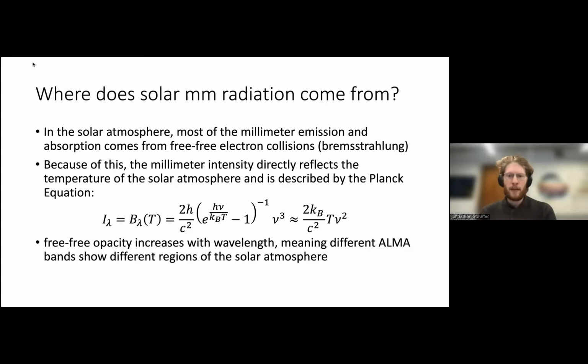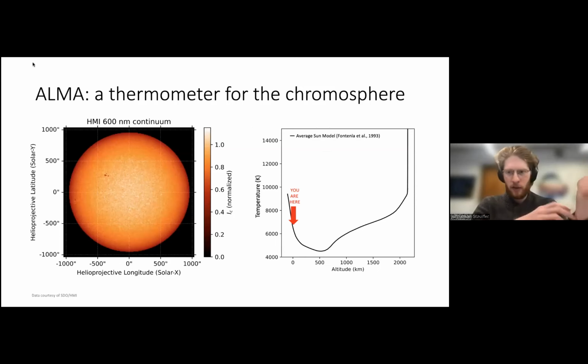Furthermore, because the free-free opacity of Bremsstrahlung increases with wavelength, different ALMA receiver bands can be used to study different layers of the solar atmosphere. To demonstrate this behavior, I have a couple of pictures of the full sun taken at different wavelengths. So here on the left, you can see the sun as seen in the visible continuum, which shows essentially the visible surface called the photosphere. On the right, there's essentially a one-dimensional semi-empirical model of the solar atmosphere with the red arrow to mark essentially where we are. And so here in the visible, we're looking fairly deep down into the atmosphere.